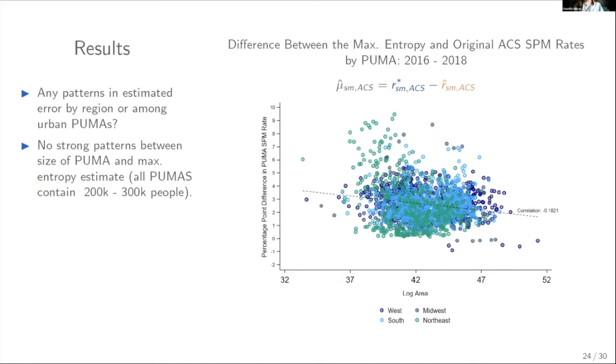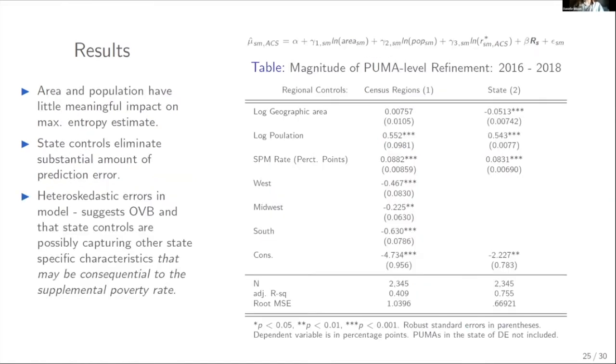So PUMAs with a very, very small area are likely to encompass regions that are closer to urban states or urban regions, and PUMAs that are larger are likely in rural places. So there's no pattern that I need to be concerned about. Just to double check, I run a model. The dependent variable is the entropy estimated magnitude of that refinement. And I include as covariates the variables that are used not only in estimating that refinement, but also area. The components used to estimate the refinement were population and the initial supplemental poverty rate directly observed from that less accurate survey, the American Community Survey.